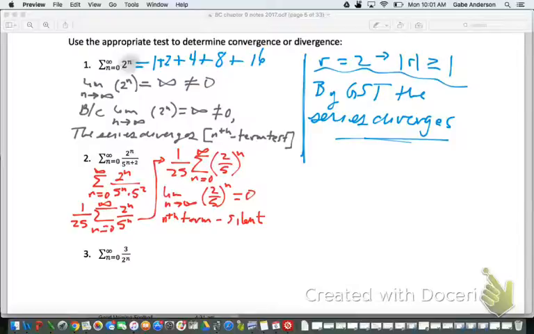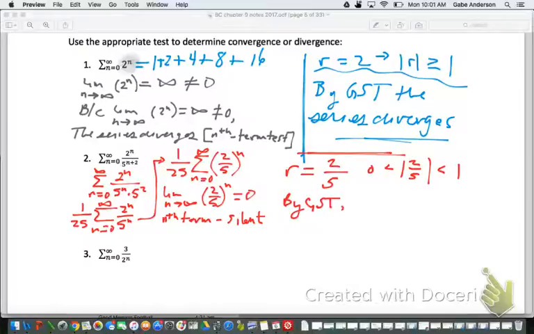Okay, so we do use the geometric series test as suggested. And so what is our common ratio? 2/5. Is that not 2/25? No, just 2/5. The 1/25 we pulled out. So 0 is less than 2/5, which is less than 1. And so we can say then by the geometric series test, the series converges.